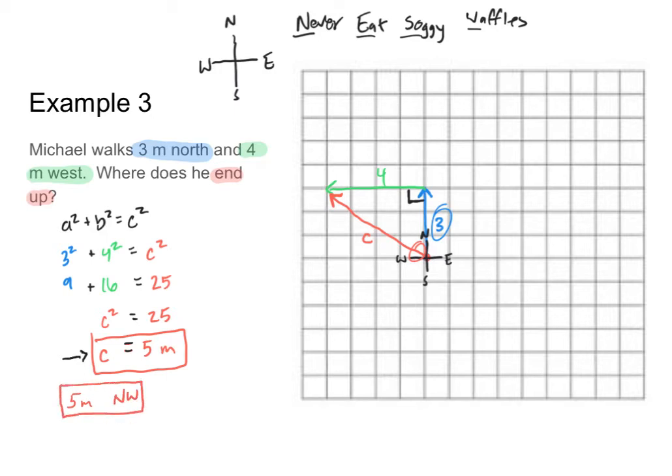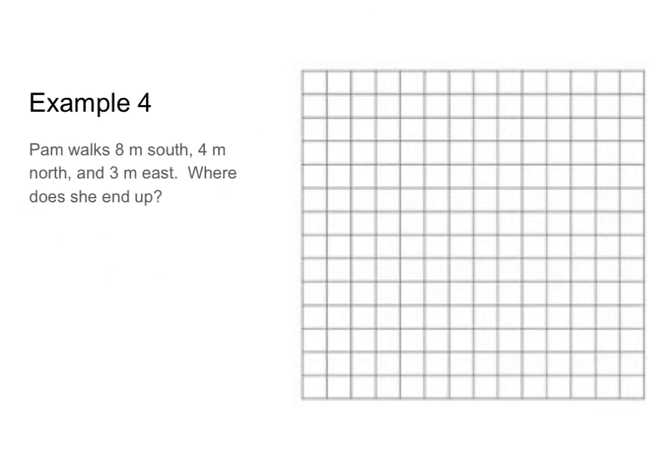So that here is going to be our final answer. This one is slightly more complicated in that we have 3 vectors now. So Pam walks 8 meters south, 4 meters north, and then 3 meters east.